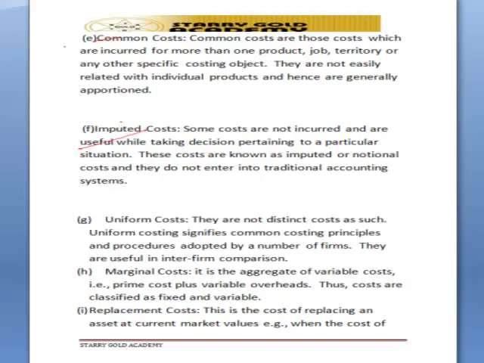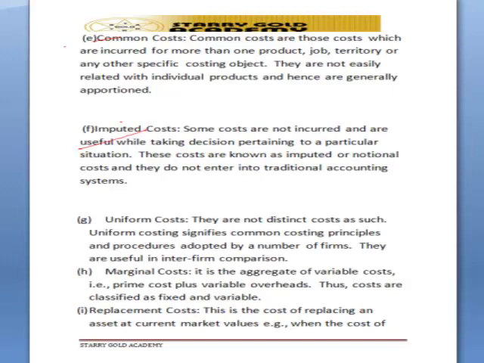An example of that kind of cost is interest on internally generated funds, like your retained profit. Another is the salary of the owners of the business, for instance a proprietor or partnership with no salary, or notional rent, where the owner uses his own personal house to run the business. All those things are what we call imputed costs.